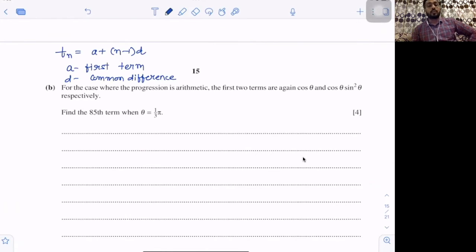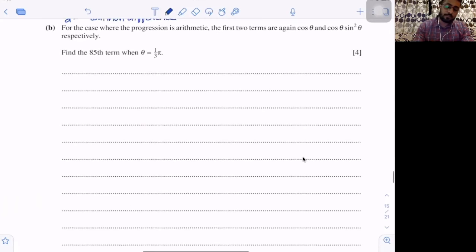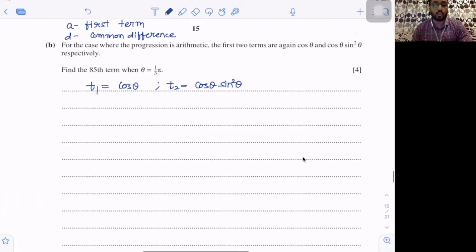So if the progression becomes arithmetic, the first two terms are again cos theta and cos theta sine square theta respectively. So the first two terms means T1 and T2, right? T1 is cos theta, and T2 is cos theta sine square theta. So you can find the value of d, the common difference, the constant difference throughout the progression. Therefore d is going to be T2 minus T1. So that's cos theta into sine square theta minus cos theta.